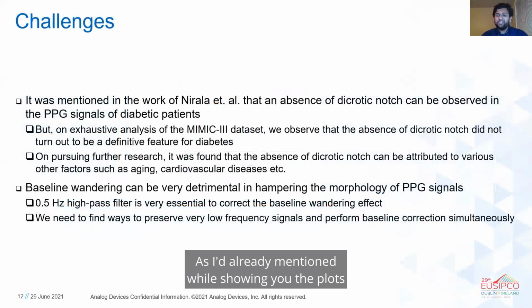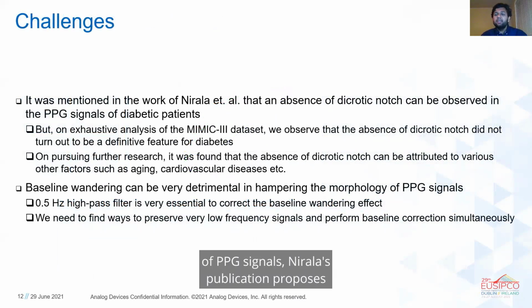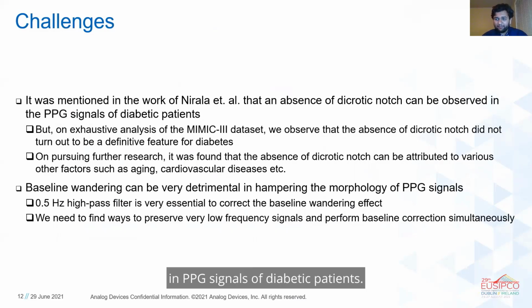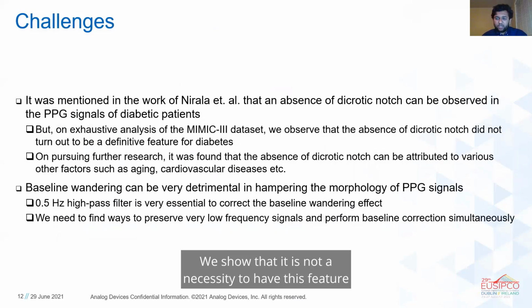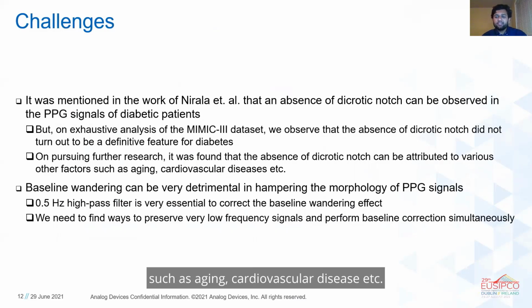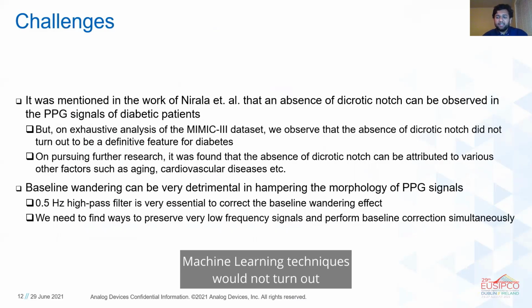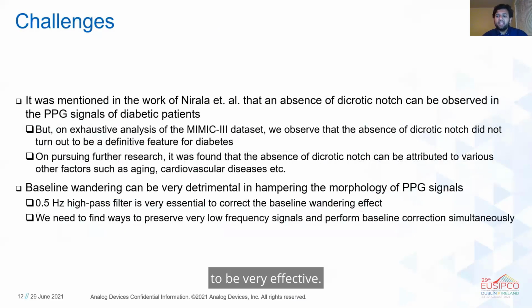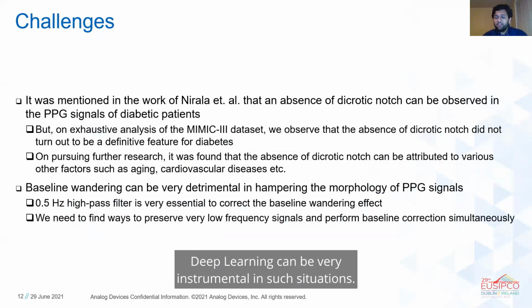As I had already mentioned while showing you the plots of PPG signals, Nirala's publication proposes that absence of dichrotic notch can be observed in PPG signals of diabetic patients. We show that it is not a necessity to have this feature for all diabetic patients, owing to several other factors such as aging, cardiovascular disease, etc. This is one of the main reasons as to why conventional handcrafted machine learning techniques would not turn out to be very effective. Deep learning can be very instrumental in such situations.